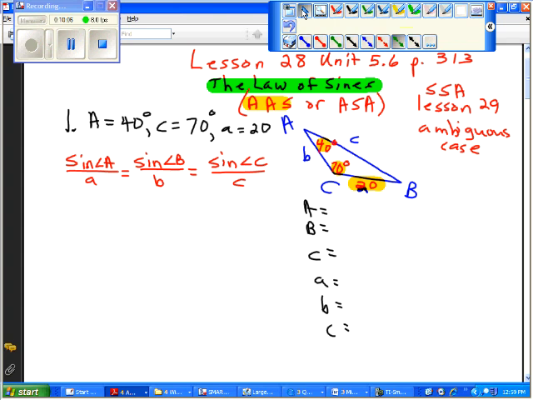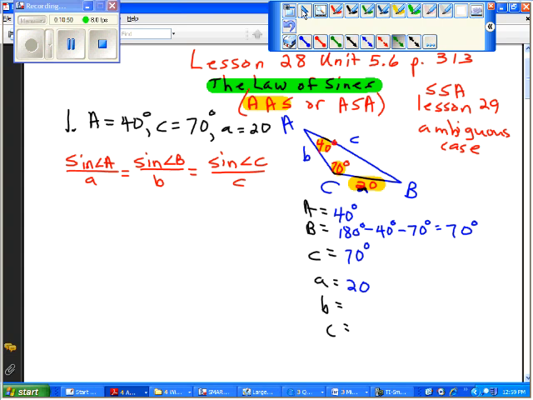Now, the first thing we can do is go and write down what we know. Angle A is 40 degrees, and angle C is 70 degrees, and little a is 20. Now, what can we find quickly without using any fancy rules like the law of sines? Angle B. We can find angle B by taking 180 degrees minus 40 degrees minus 70 degrees. And we're going to get what for angle B? 70 degrees, which means it's an isosceles triangle actually. But anyway, we get 70 degrees for angle B.